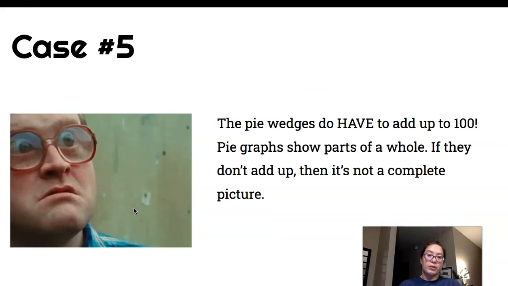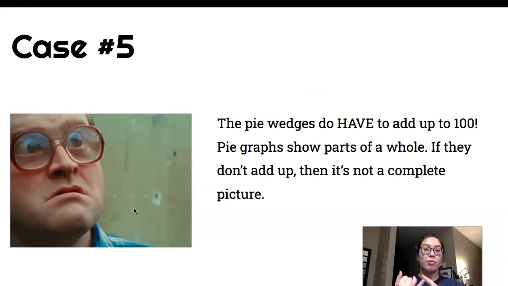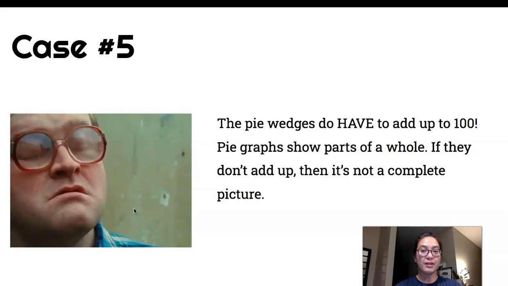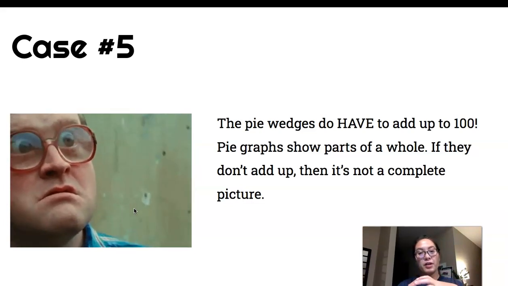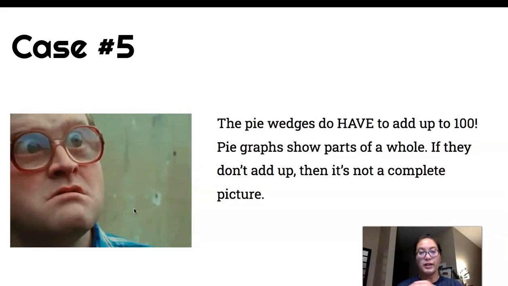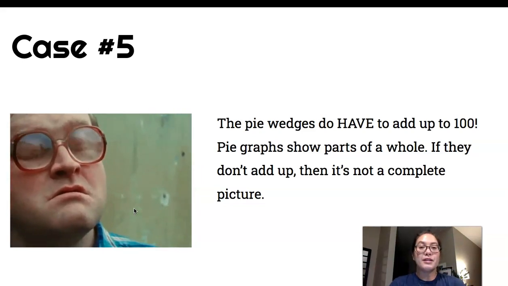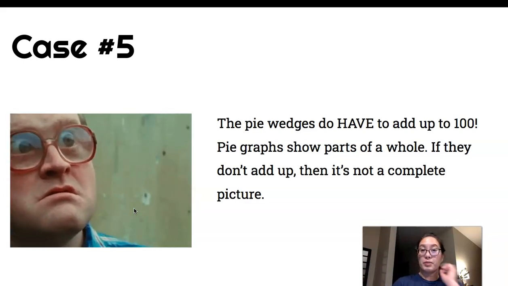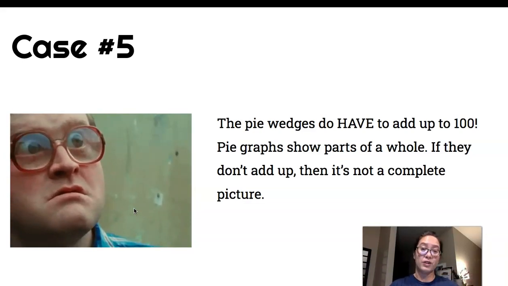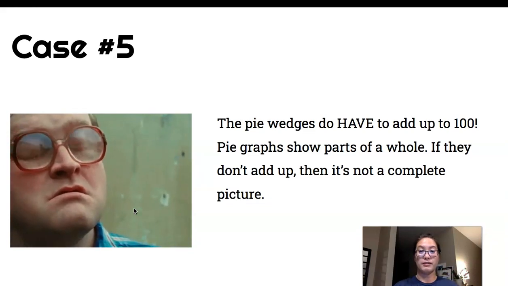So remember, when you're looking at pie graphs, the wedges actually have to add up to 100 because a pie graph is supposed to show you parts of a whole. If they don't add up to 100, then they're not showing you the whole, right? The second thing is that the labels need to be accurate so that you actually know what you're supposed to be looking at, because your eye wants to use that visual data instead of the written data.